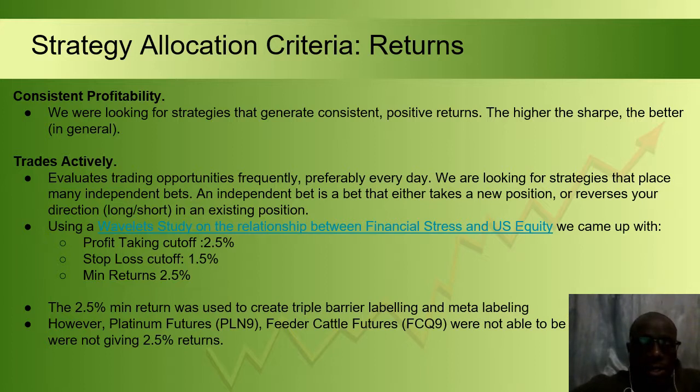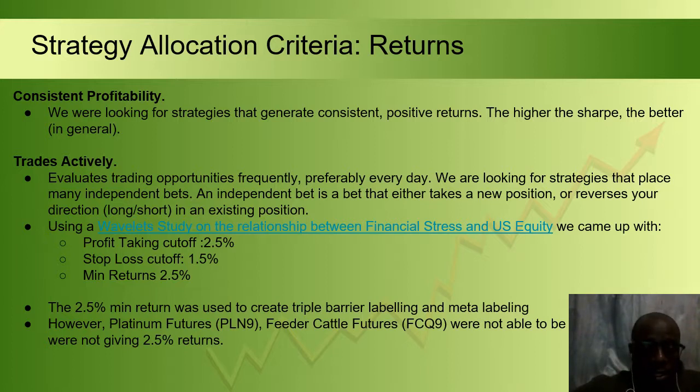So we found an interesting study on wavelets, a study on the relationship between financial stress and US equity. From that study, they used MODWT, the maximum overlap discrete wavelet transform. From there, we came up with our profit taking cutoff, which is guided by the wavelets, and we also came up with our stop loss cutoff and our minimum returns. So our profit taking cutoff was 2.5%, our stop loss was 1.5%, and our target was to have minimum returns of at least 2.5%.